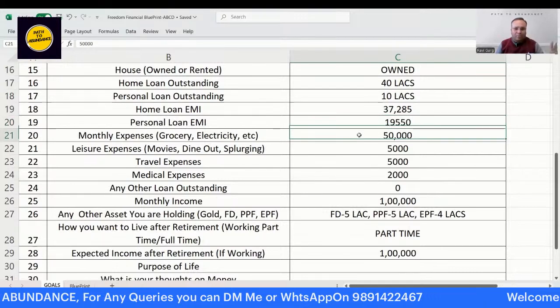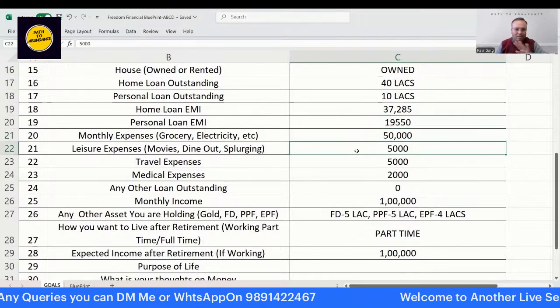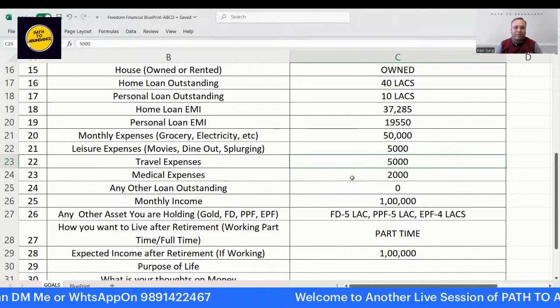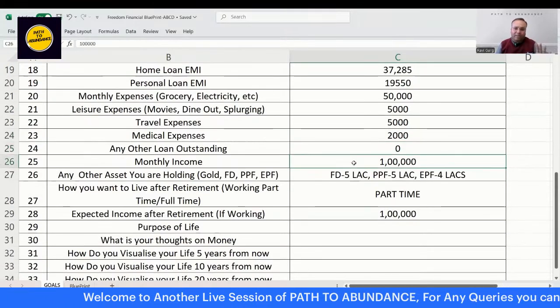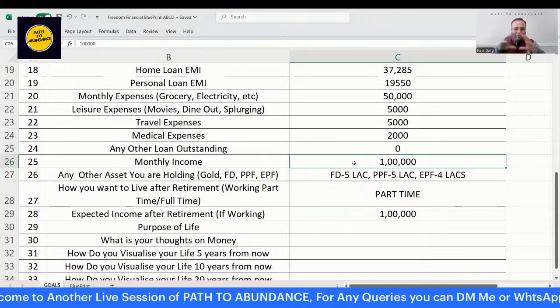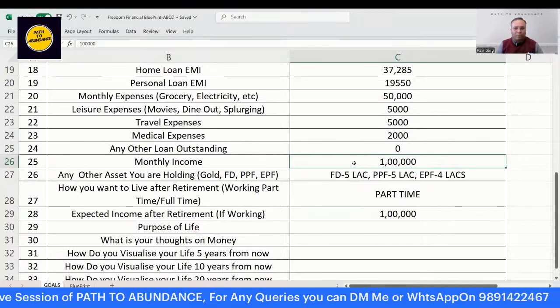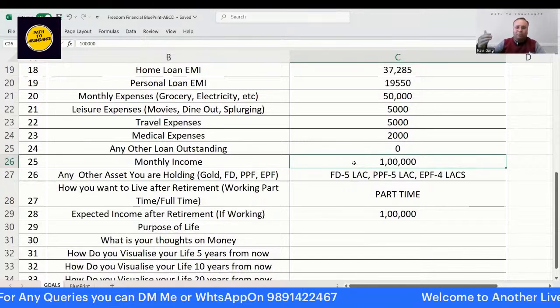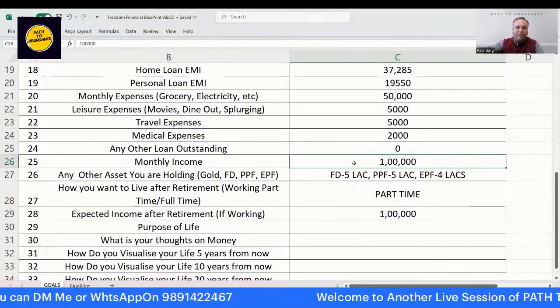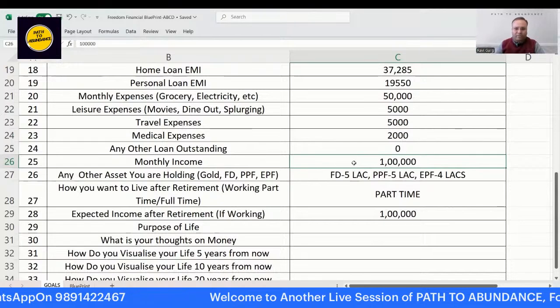Monthly expenses is around 50,000, leisure expenses is around 5,000, travel expenses 5,000, medical expenses 2,000, any other loan outstanding 0, monthly income 1 lakh rupees. So I'm taking an average round figure of 1 lakh rupees as of today. It can vary, and I have created a separate template as well, which will help us to identify how we should plan our finances. Right?